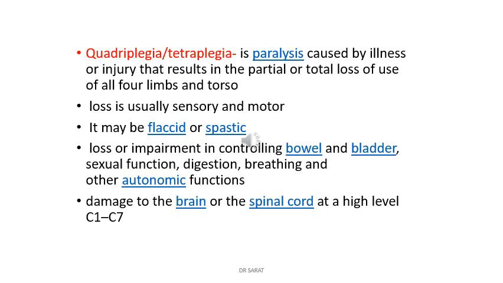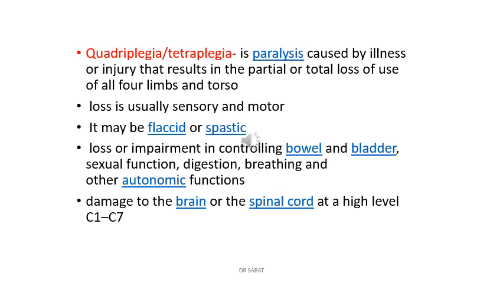And the loss is usually sensory and motor, and it may be flaccid or spastic paralysis depending on the motor neuron lesion involved. That is upper motor neuron and lower motor neuron. If it is upper motor neuron, it is spastic, and if it is lower motor neuron, it will be flaccid type. The muscles will be flaccid. Otherwise, in upper motor neuron lesions, the muscles will be spastic.